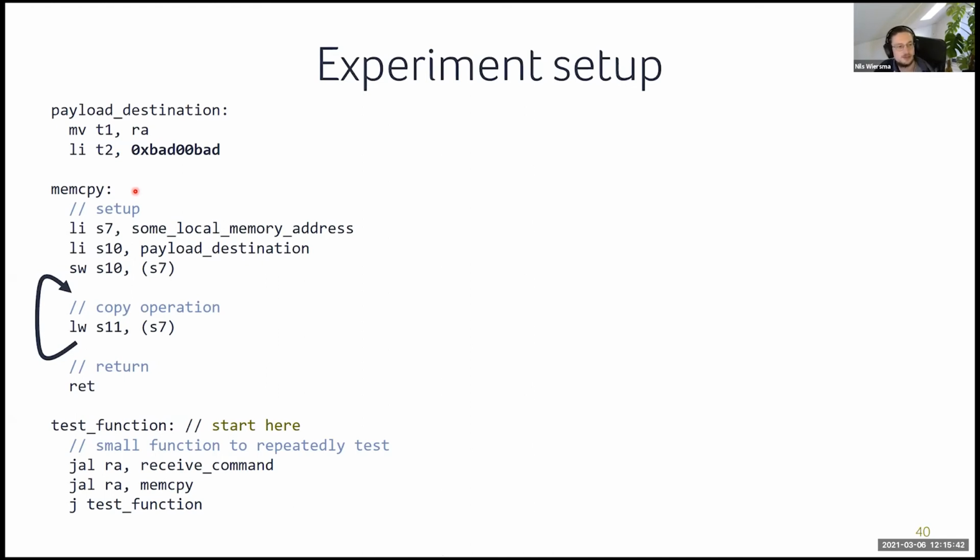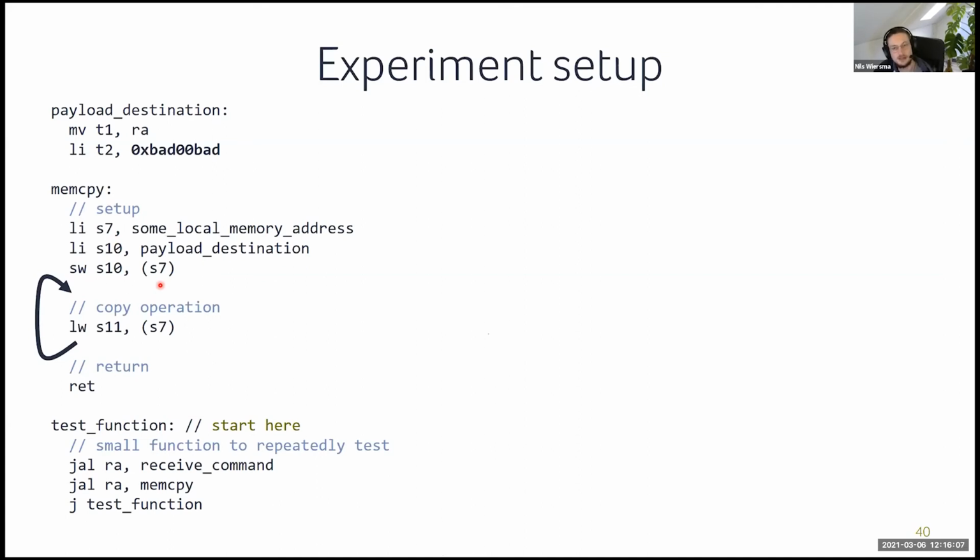So what we do is we put some local memory address in S7. That would be our pointer in a real memcopy to the source of the memcopy. And then we load the address of the source of the memcopy into another register, and we store that in this previously used memory address.